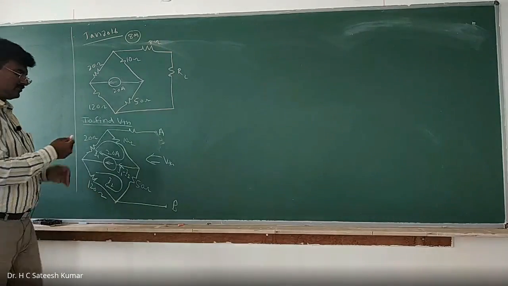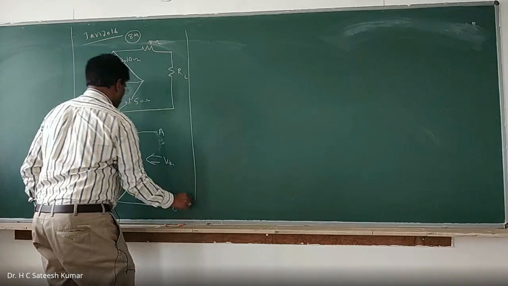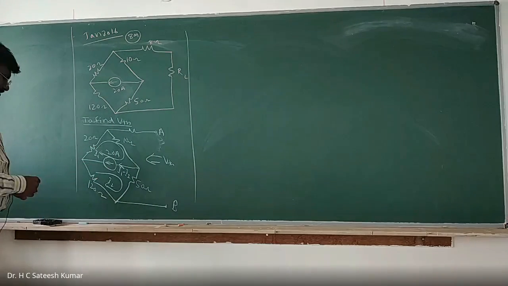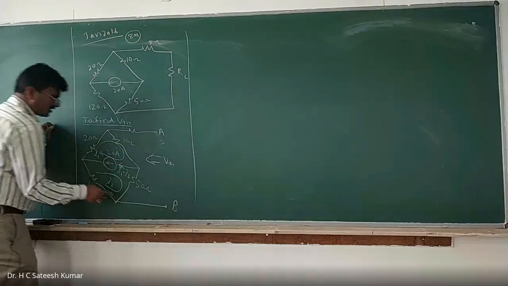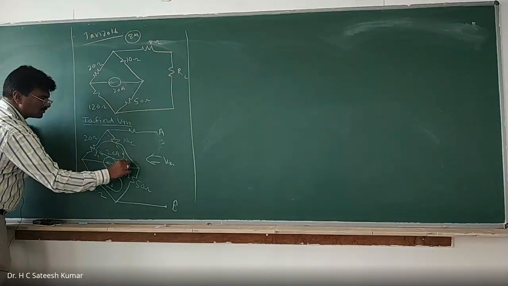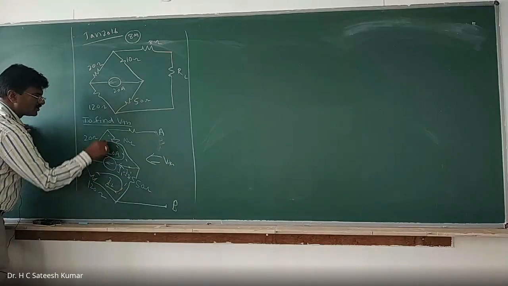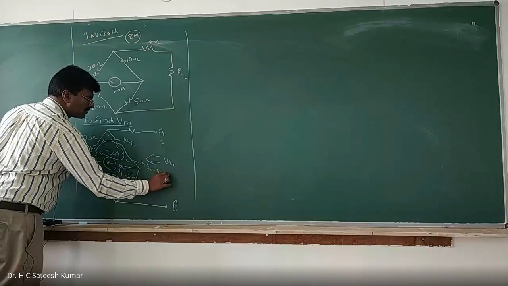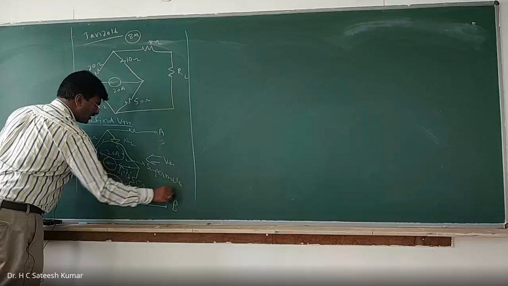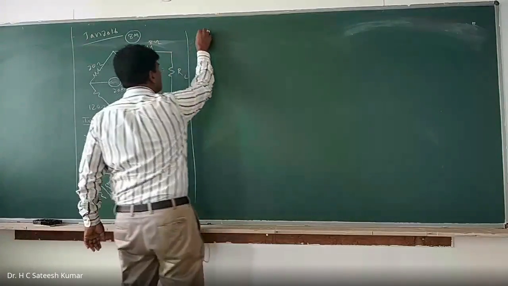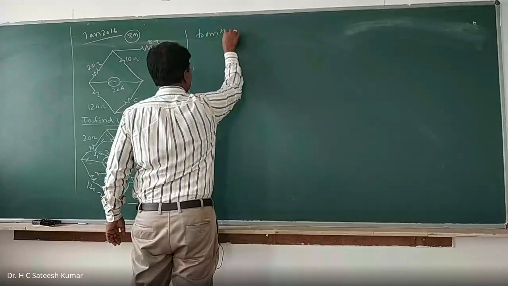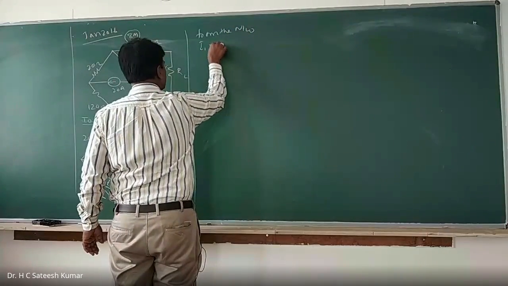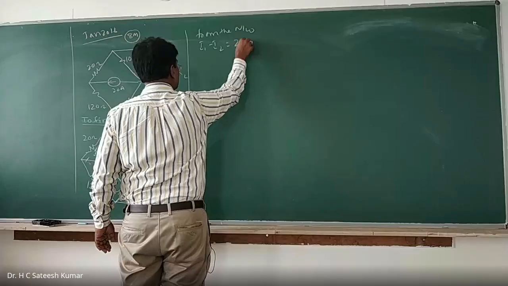Okay, right. Now start from this point. There is a super mesh here, because the current source is common between these two. Therefore, this is a super mesh. From the network, we have I1 minus I2 is equal to 20.